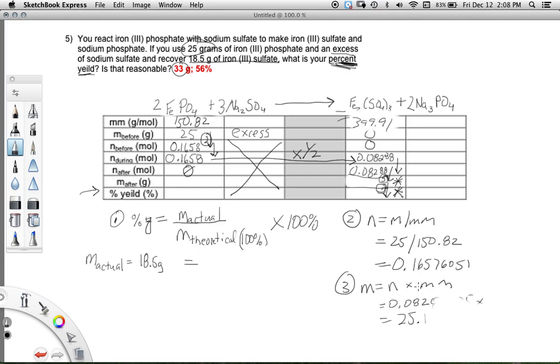Oh dear. Undo. It's a messy video. See? We all make mistakes. No problem. 399.91, and erase that. Now let's try it. 0.08288 times 399.91. There we go. I get 33.1445 grams. This is what I could get.